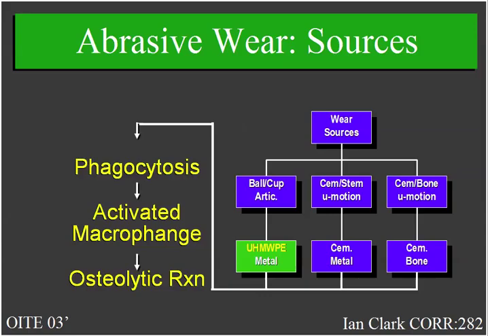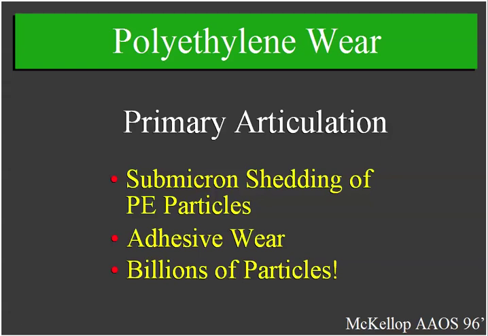These are the wear sources. You can have a ball and cup bearing, which creates metal debris and polyethylene debris. The cement and stem interface can cause debris, as well as cement bone interface. The point here is that all these areas generate debris. The debris gets phagocytized. The macrophage becomes activated. The macrophage is the target cell in osteolysis. Remember that. And that sets off the osteolytic reaction. You're not going to know the exact process with the osteolytic reaction, but at the primary articulation, it is a submicron shedding of polyethylene particles generating as a result of adhesive wear, which generates billions and billions of particles.